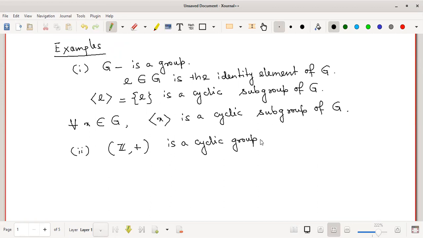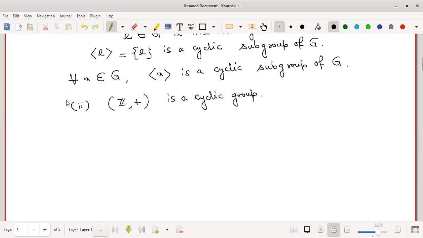And that element which actually generates the group is called a generator. Now, does the group Z plus have a generator? Yes, of course. 1 is a generator. See, here the addition is the binary operation. So instead of writing x to the power n, x to the power n means x composed with x, x binary operation x, binary operation x, like this.